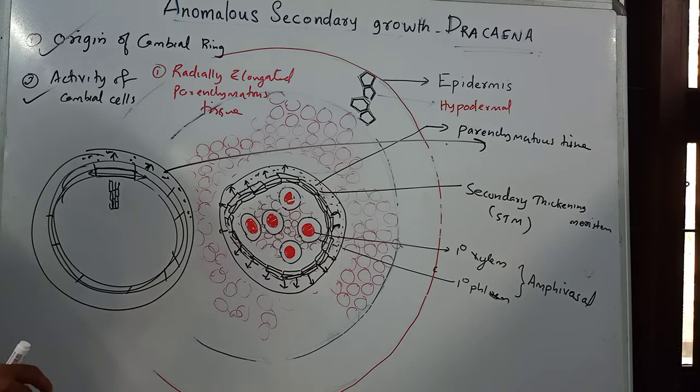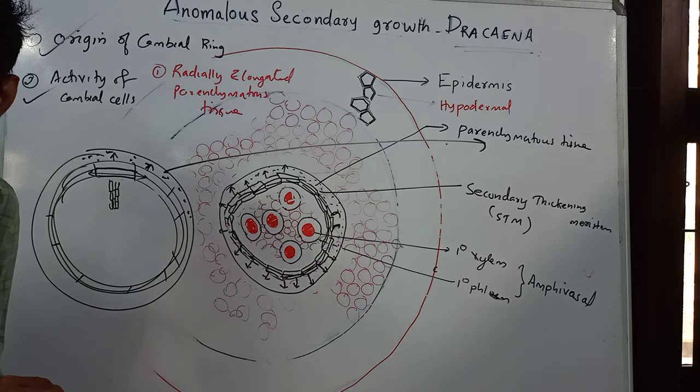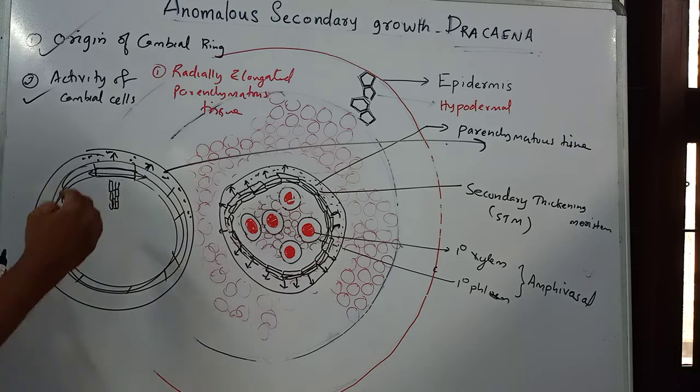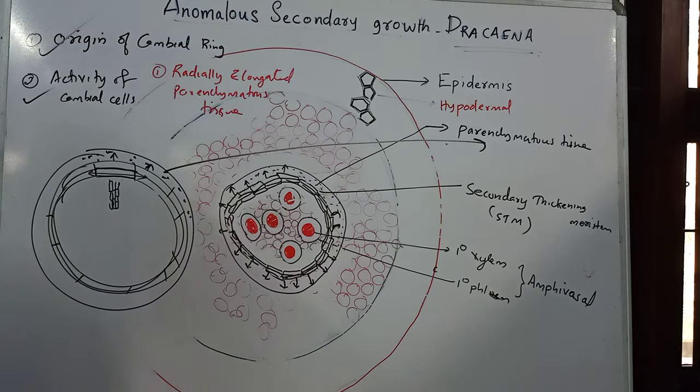Gradually, this radially elongated parenchymal tissue is converted into conjunctive tissue by the heavy accumulation of lignin on their cell wall. So slowly, this radially elongated parenchymal tissue is converted into conjunctive tissue by the deposition of lignin on their cell wall. At the same time, the conjunctive tissue will be formed in this whole area, like this.